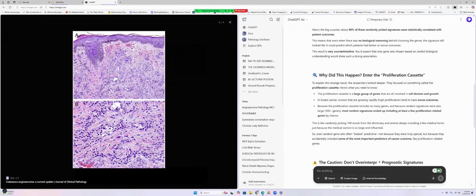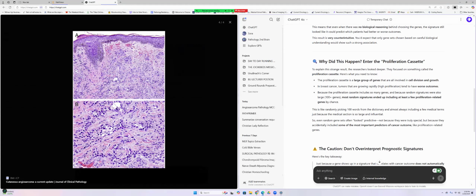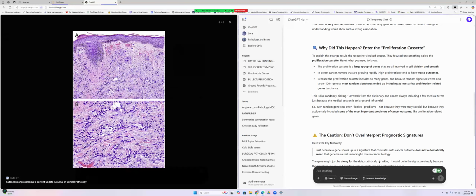To explain this strange result, the researchers looked deeper. They found something called the proliferation cassette. Here's what you need to know. The proliferation cassette is a large group of genes that are involved in cell division and growth. In breast cancer, tumors that are growing rapidly, high proliferation, tend to have worse outcomes. Because the proliferation cassette includes so many genes, and because random signatures were also large, most random signatures ended up including at least a few proliferation-related genes by chance.